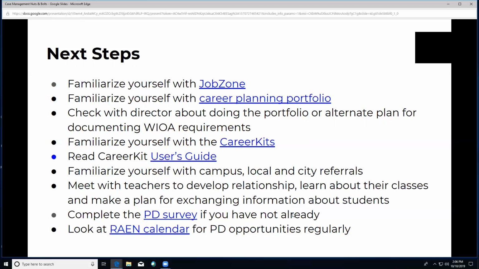You need to form a team with the teachers. So you need to develop a relationship there, learn about their classes, what they are working on, and make a plan for exchanging information. They may welcome you, they may have an open door policy where you can come into the class at any time. They may want you to come in only at particular times. So figure out what their working style is and how you can work together.